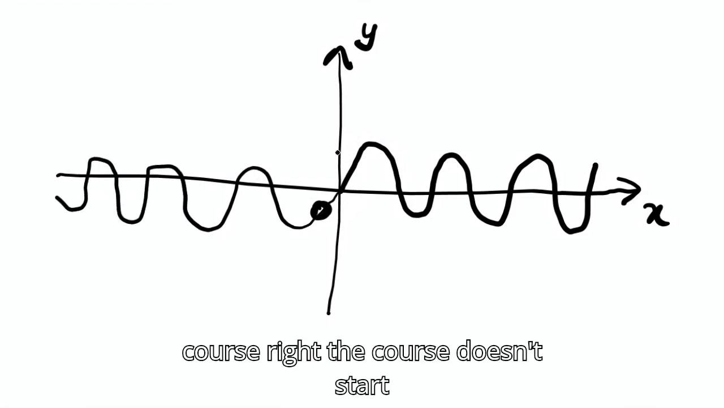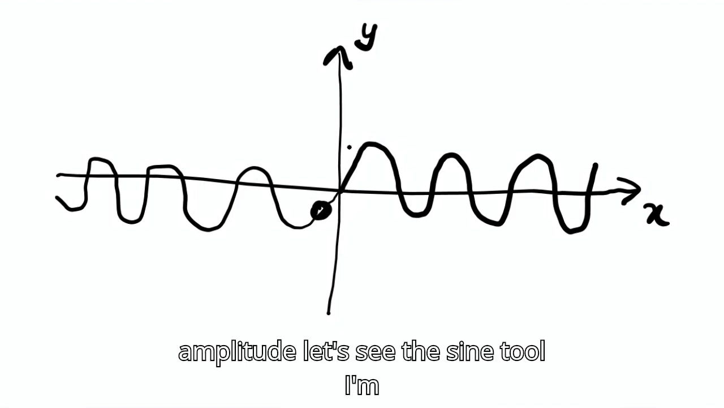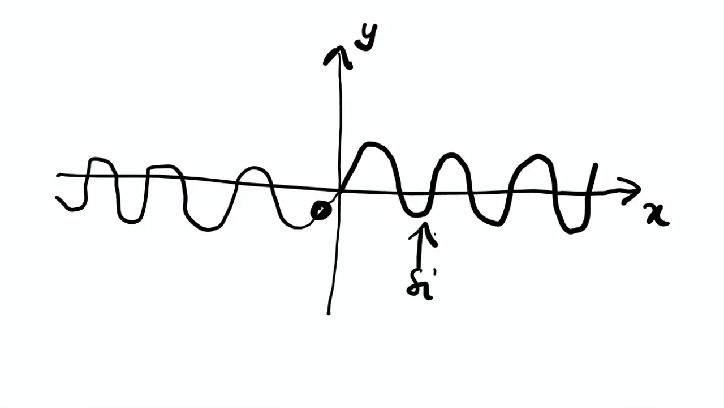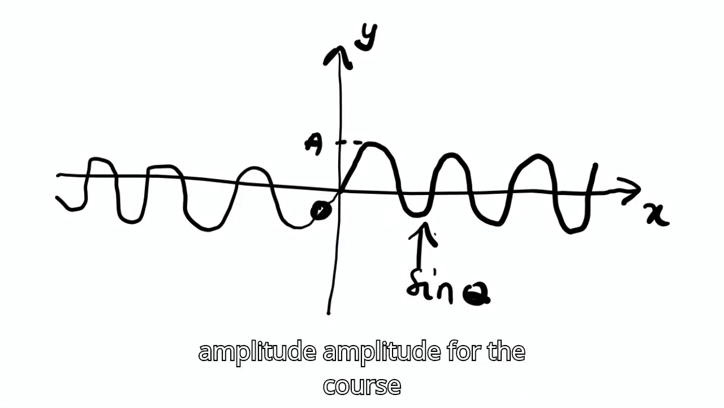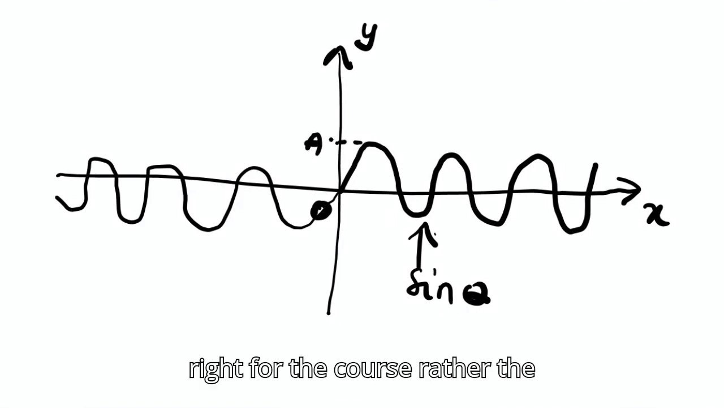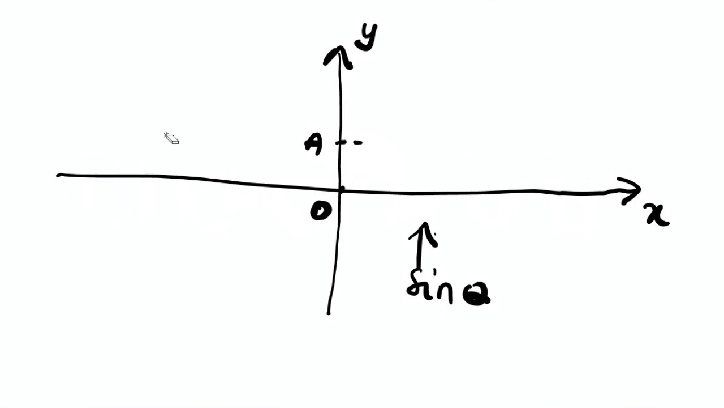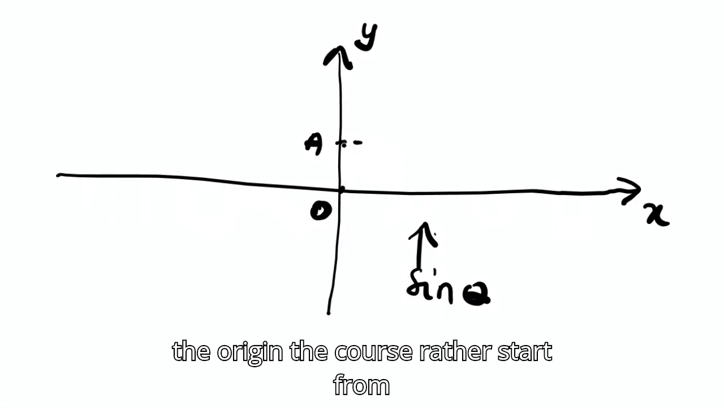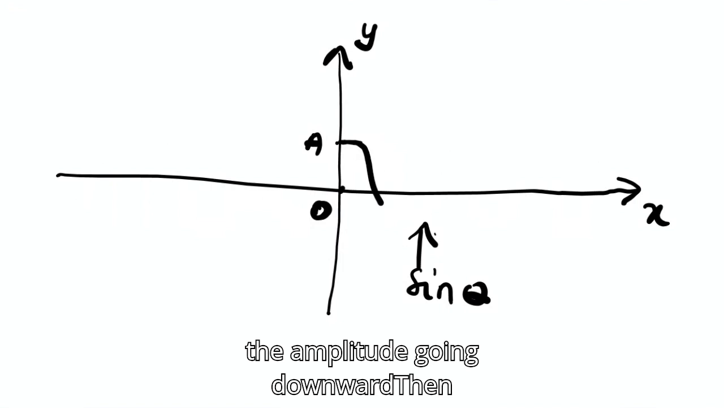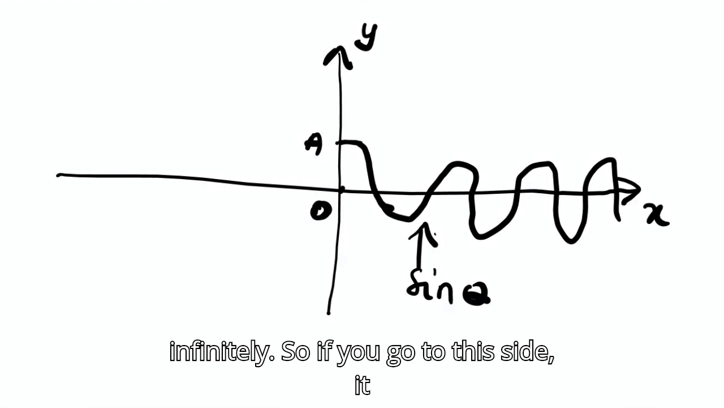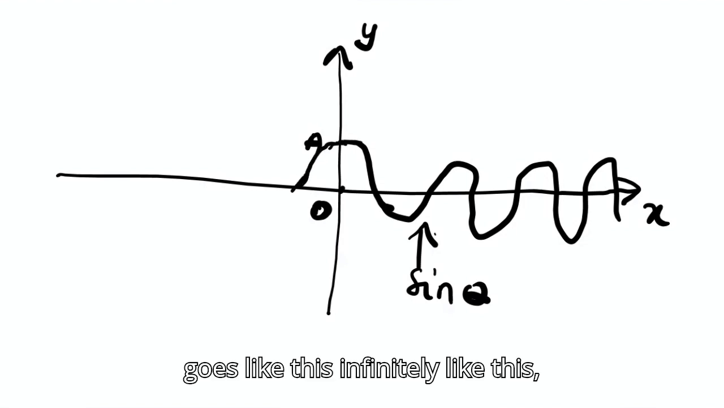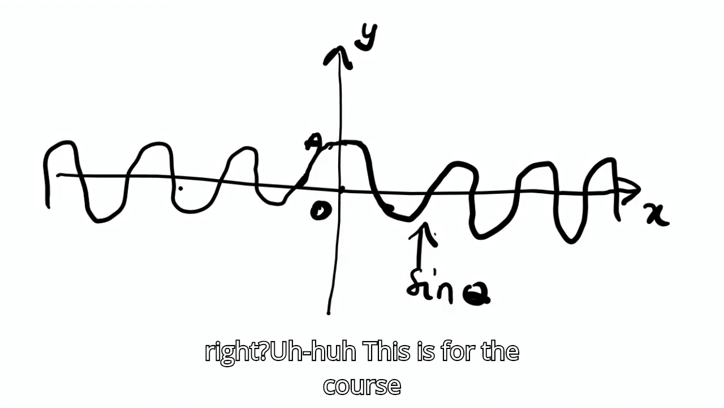Now for the cos, the cos doesn't start from the origin, but it starts from the amplitude. Let's say this graph is for sine theta. Now for the cos, let's call this one the amplitude A. The cos rather starts from the amplitude going downward, and follows the same snaky wave infinitely. If you go to this side, it goes like this, infinitely like this. This is for the cos function.